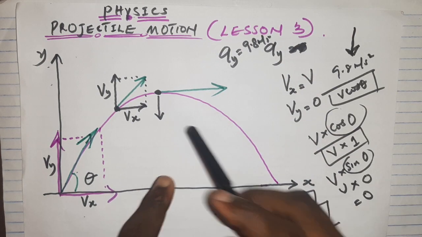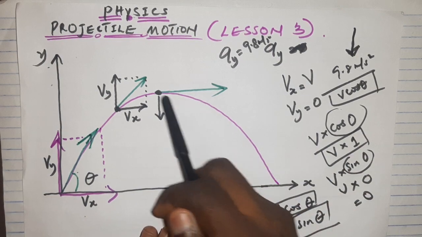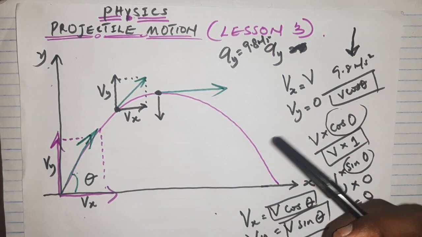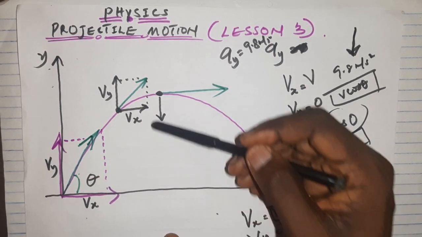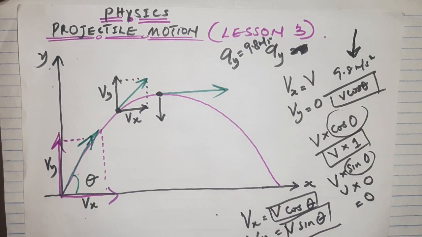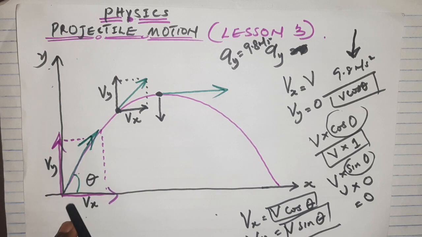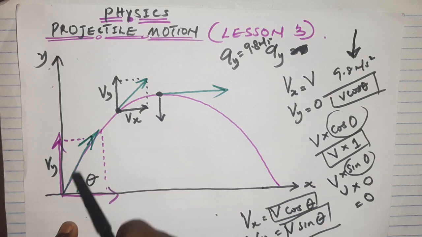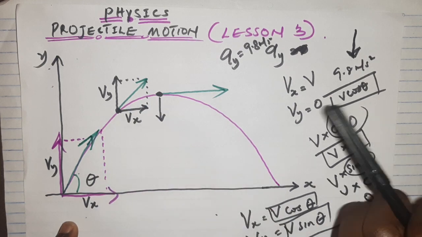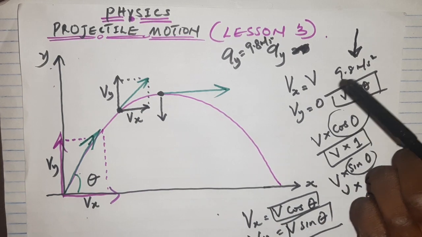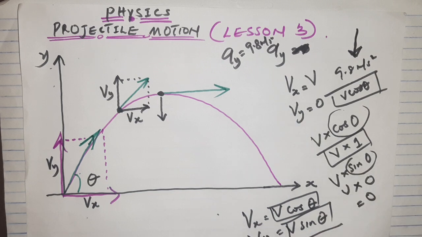But there is no horizontal version of gravity. Gravity does not act in the horizontal direction, only in the vertical direction. So there will be no acceleration in the horizontal direction. It means the horizontal component of the velocity will remain the same at every point on the curve. It will not increase, which shows that it's not accelerating, and it will not reduce. No retardation also.